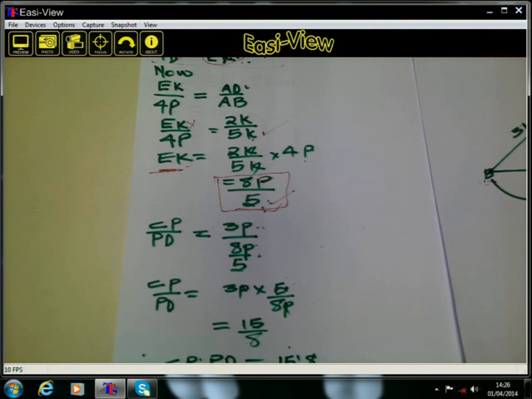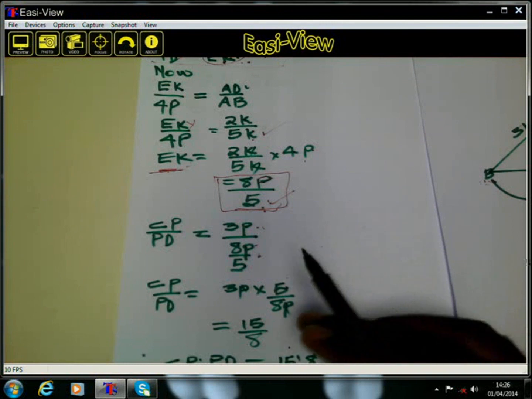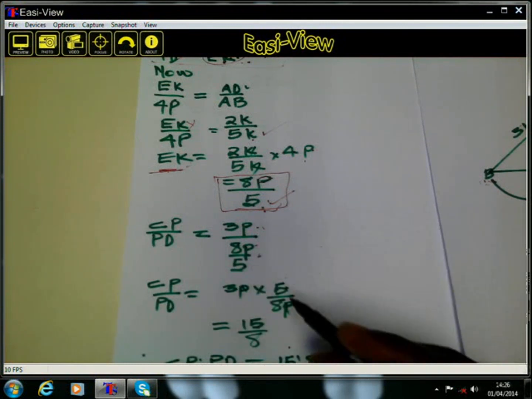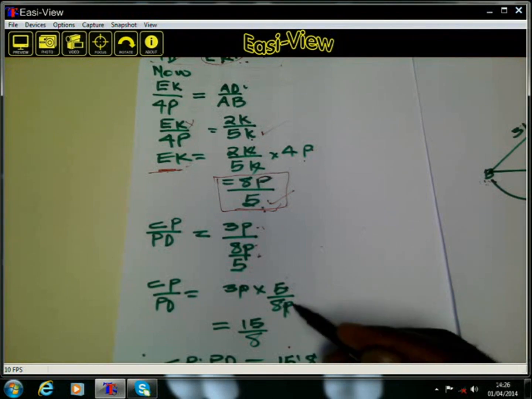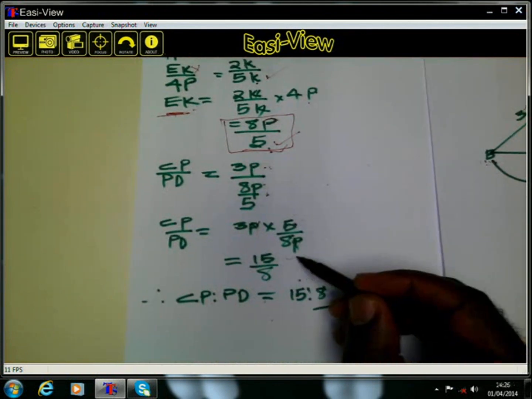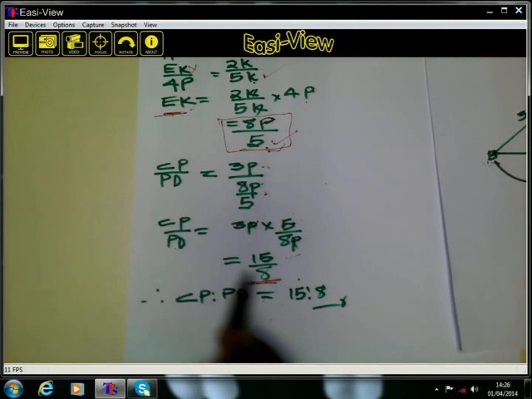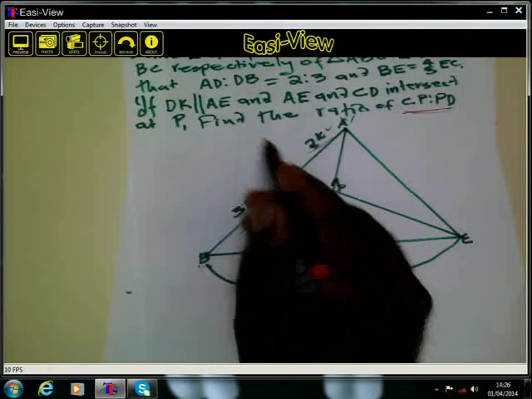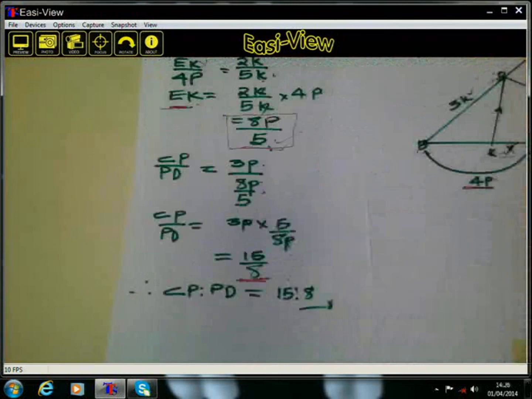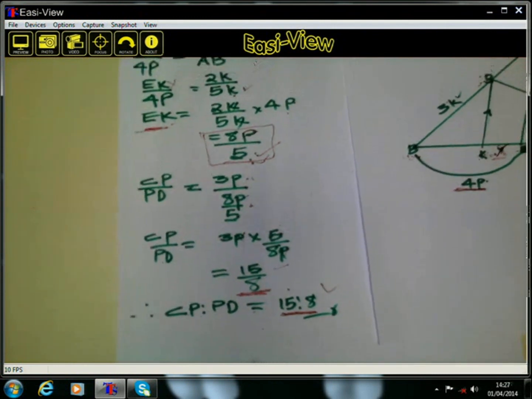Now, in mathematics, when we divide, we take up this value and it changes. Now it's going to read as 5 over 8, where the p will cancel the 8. 3 multiplied by 5 gives us 15. 15 over 8. And what is this? This is CP over PD. Remember, the question was for us to determine the ratio CP to PD. So it means the ratio CP to PD is 15 is to 8. So that is what we have solved together.